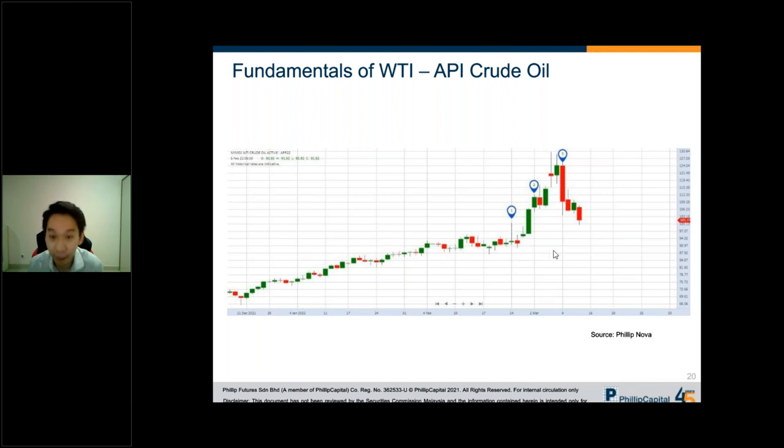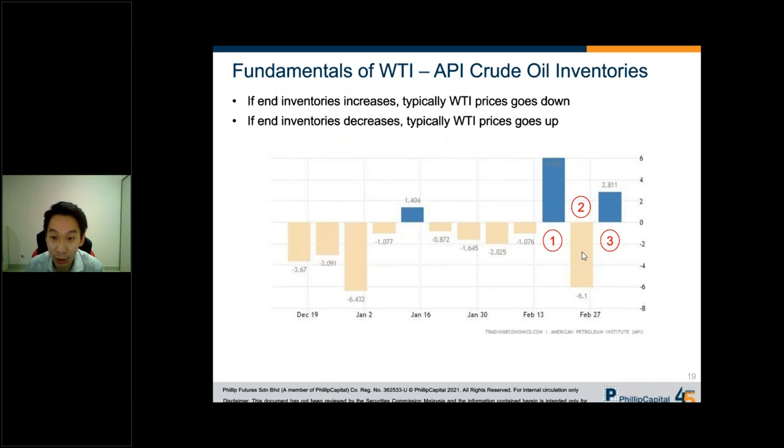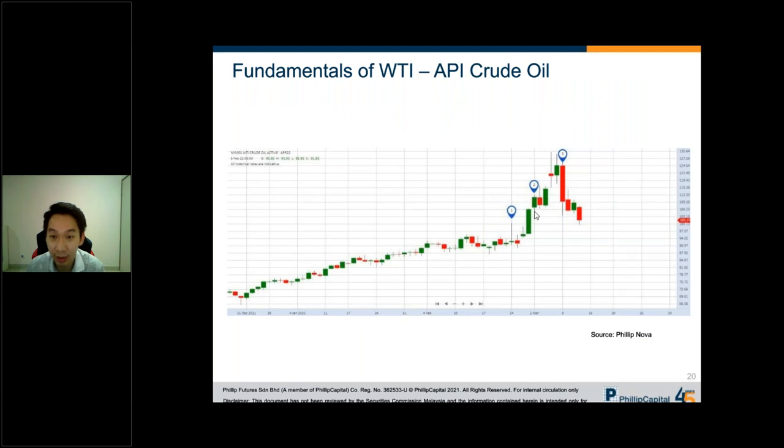Okay, then for number two, we saw a different situation where there is a huge drawdown of inventory. Huge drawdown of inventory means WTI prices will go up. So now let's see number two on the particular day when number two was released. When two was released, the price actually went up on that particular day. You can see here two goes up. So it shows you that this kind of data can actually be used for trading.